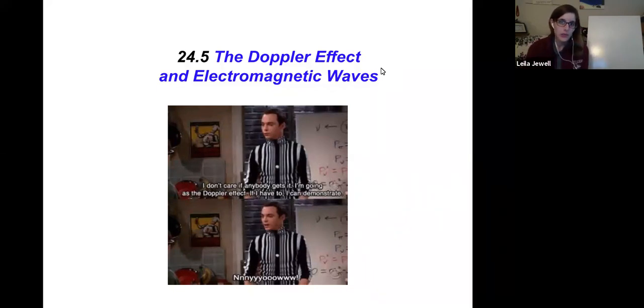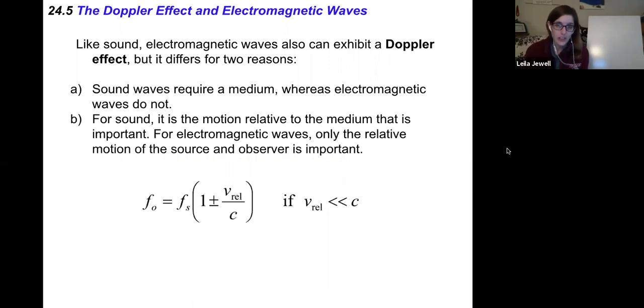Here we aren't going to be looking at it with sound. We'll be actually looking at it with light. So like sound, electromagnetic waves or light can also exhibit this Doppler effect, but it's going to be different for two reasons. One, sound waves require a medium, whereas electromagnetic waves do not. So light can travel through outer space, which is a vacuum. For sound, we also only care about the motion relative to the medium, but for light, you only need the relative motion. So it's actually a lot simpler when we're considering light as opposed to sound.